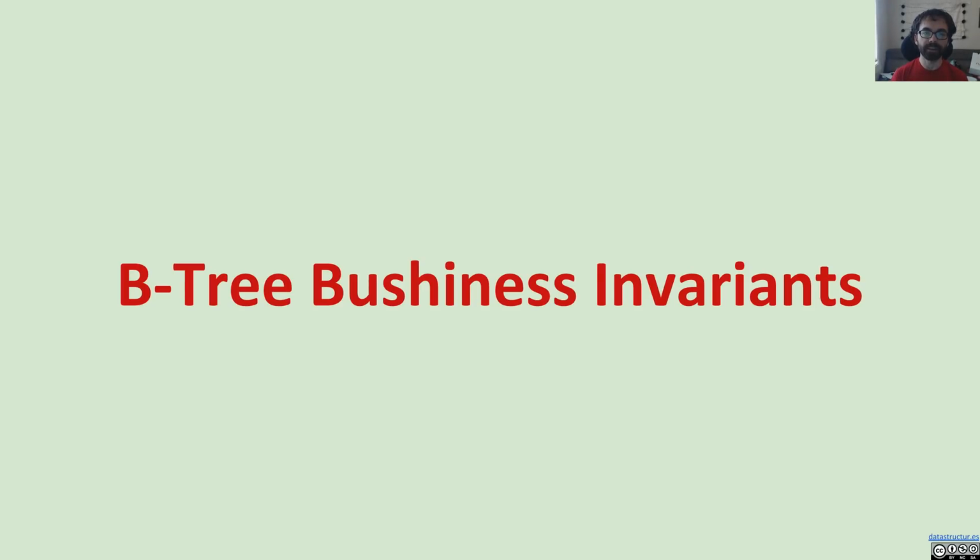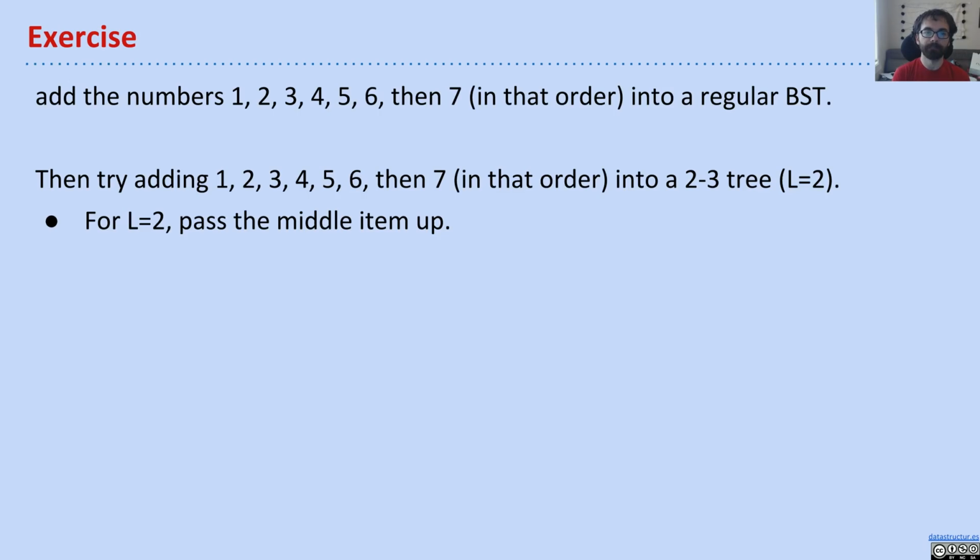To understand the runtime of our B-tree operations, we need to discuss a couple of B-tree invariants. To help us discover these invariants, I would like you to first add the numbers 1, 2, 3, 4, 5, 6, 7 into a BST in that order. That should be pretty easy because we've actually already done that in this lecture.